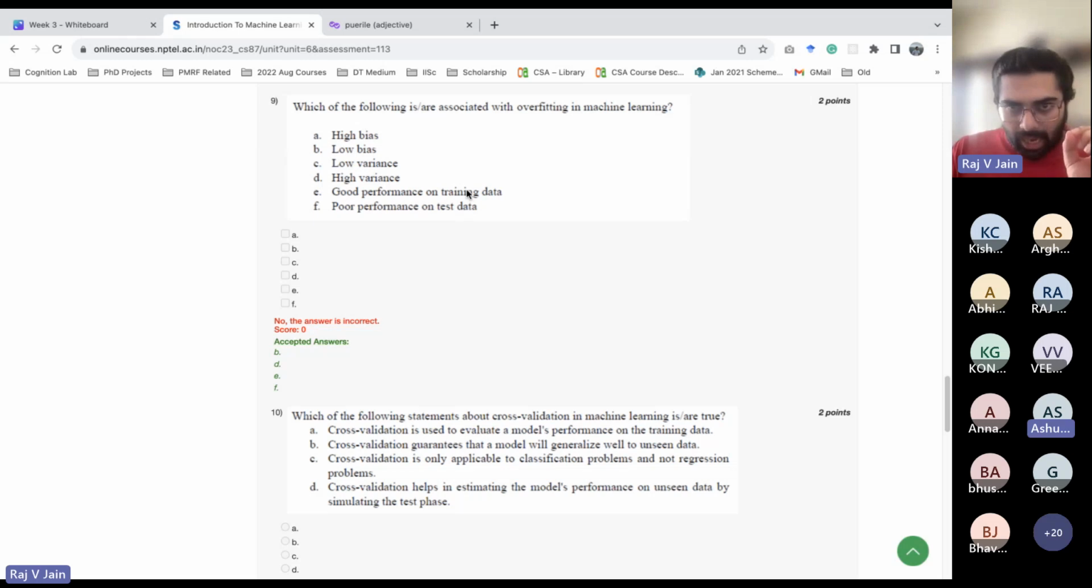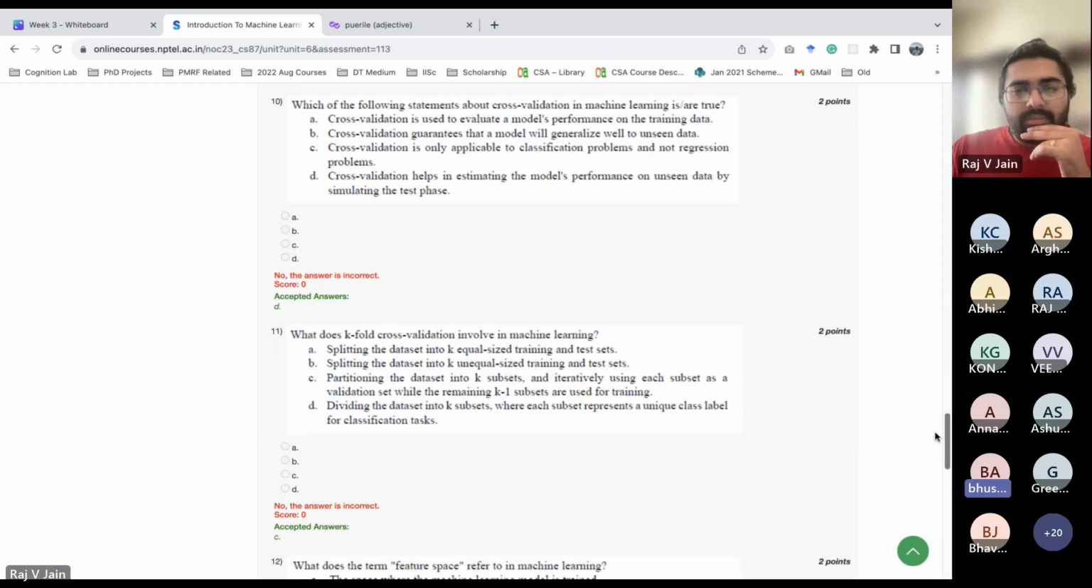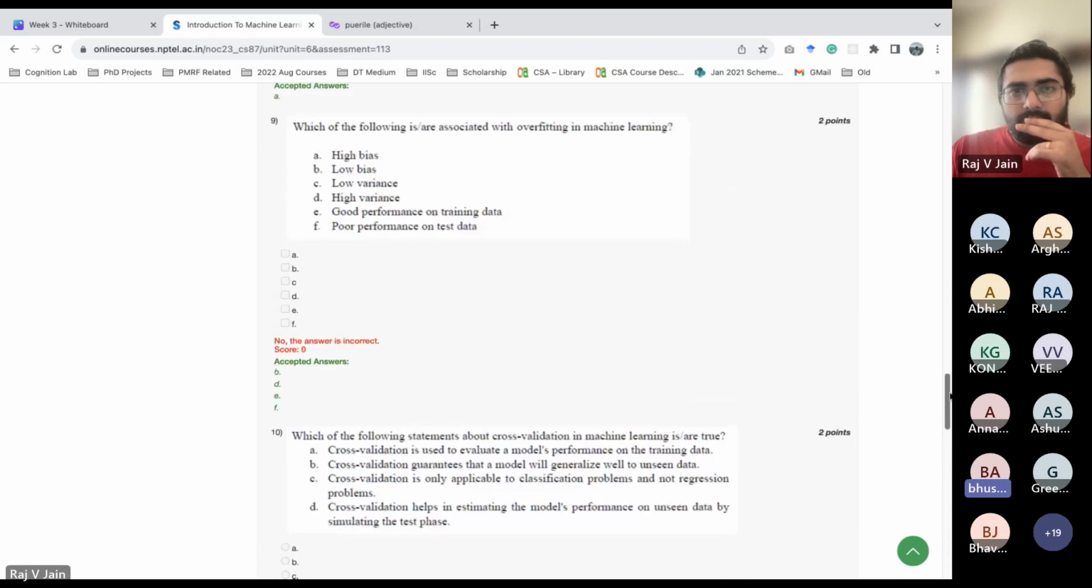Any doubts on why E is not the right answer according to you? No, E has to be there. I missed out, that's different. I hope all agree that the right answers are B, D, E, F, which are the accepted answers, right? Okay. High bias doesn't mean overfitting, right?